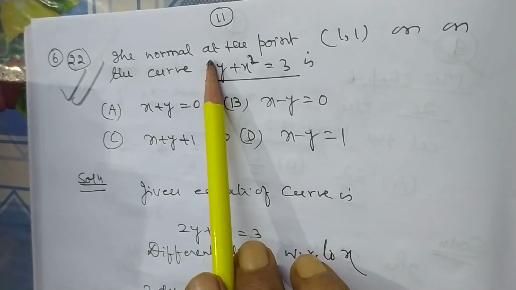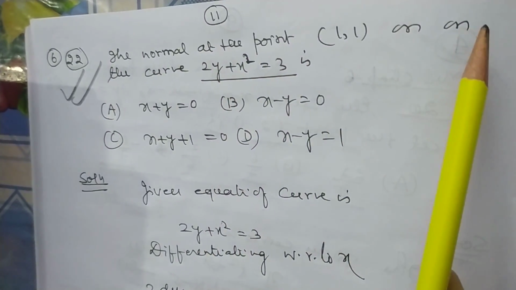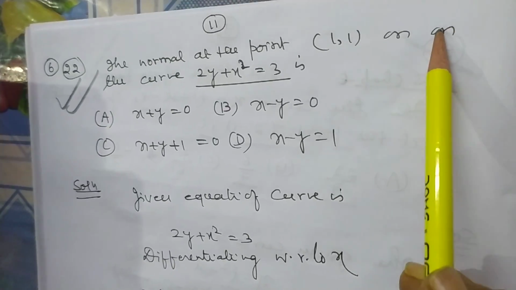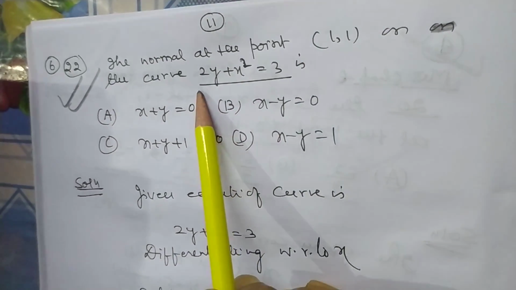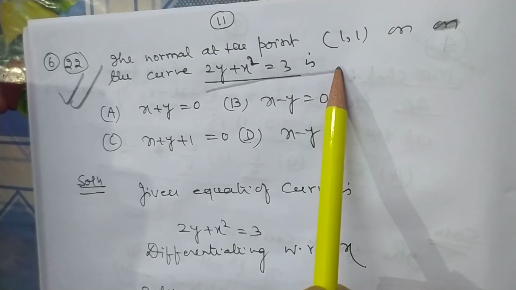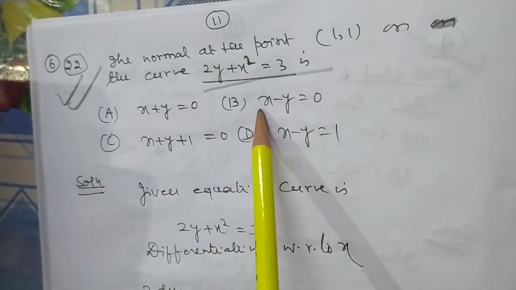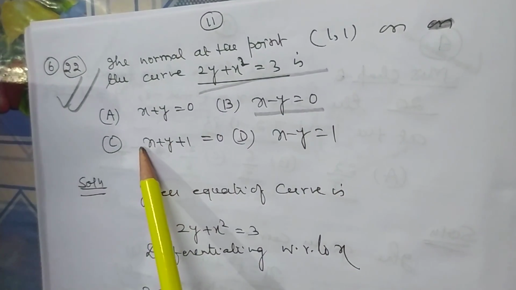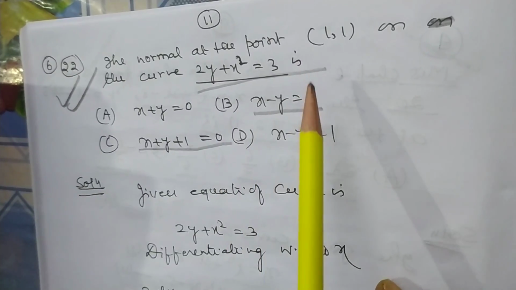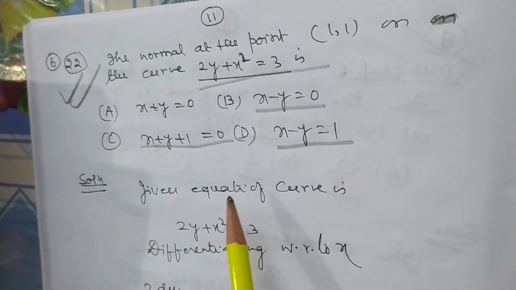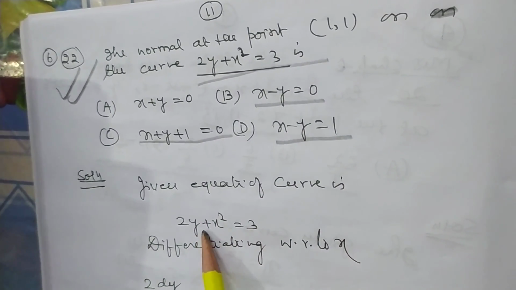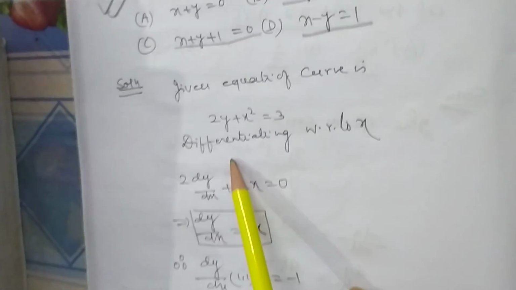The normal at the point 1, 1 on the curve 2y plus x square is equal to 3 is: x plus y is equal to 0, x minus y is equal to 0, x plus y plus 1 is equal to 0, x minus y is equal to 1. The equation of the curve is 2y plus x square is equal to 3.